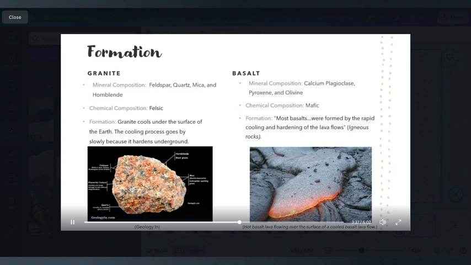According to the National Park Service website, quote, "Most basalts were formed by the rapid cooling and hardening of the lava flows," end quote. The picture below indicates hot basalt lava flowing. Its chemical composition is mafic, and the minerals are calcium plagioclase, pyroxene, and olivine.